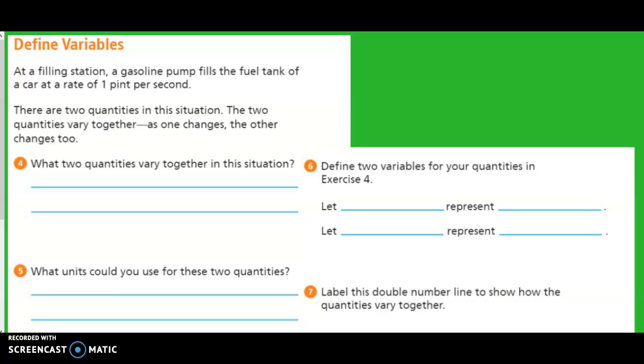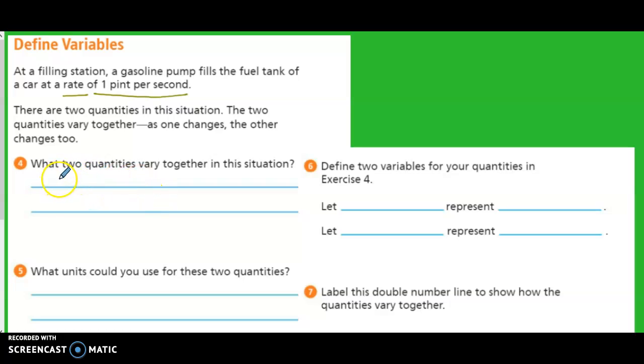At a filling station, a gasoline pump fills the fuel tank of a car at a rate of 1 pint per second. What's kind of cool is that when you see this word rate in the situation, it indicates two things are coming up. Here we have gasoline by the pint going into the gas tank in seconds. So here are our two quantities. There are two quantities in this situation. The two quantities vary together. As one changes, the other changes too.